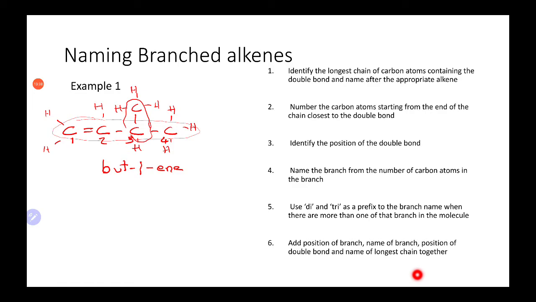Now we need to identify the branch, what type of branch it is and where it is. Looking at the molecule, the branch is here. It's got 1 carbon, which means it's a methyl branch.